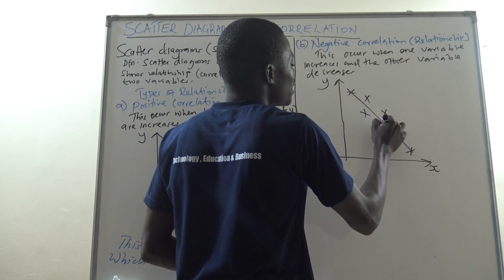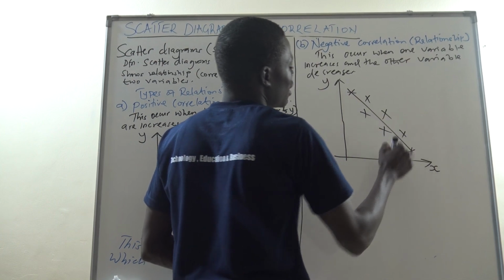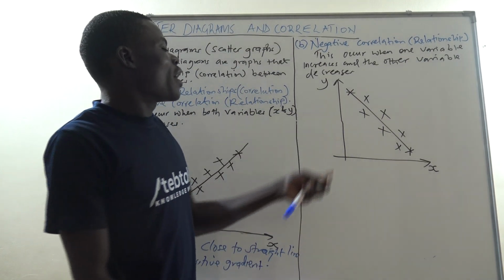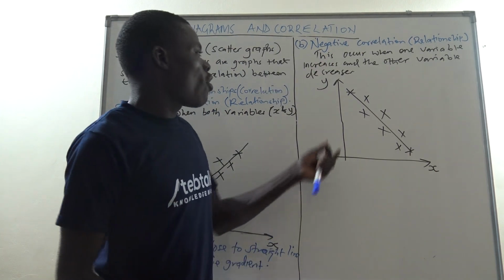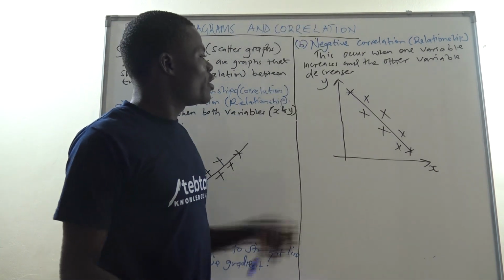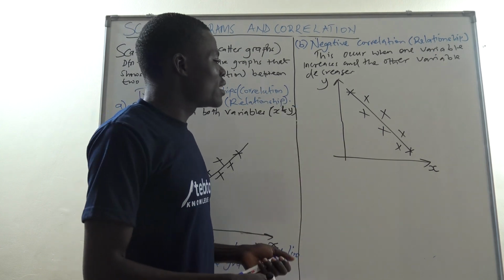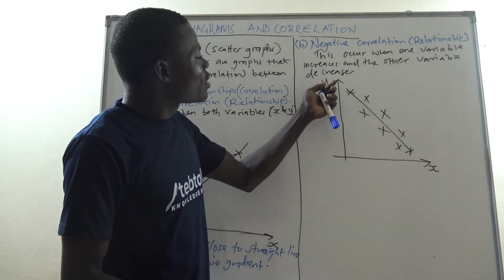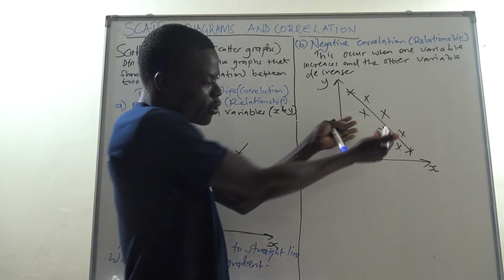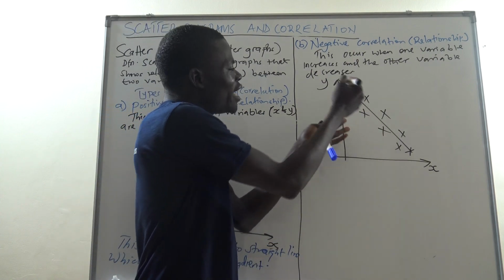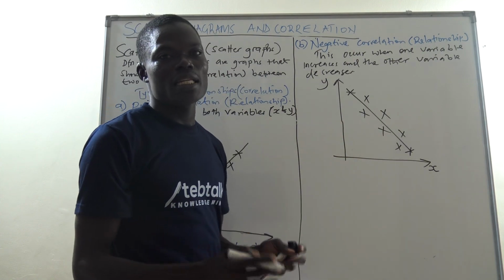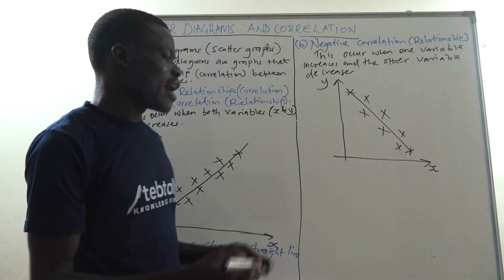So if you finish plotting all the points, you find out that this relationship is taking this pattern. It's taking the pattern that one of the variables is reducing and one of the variables is increasing. As you see, the points are close to the line, and this line, when you get its gradient, has a negative gradient.